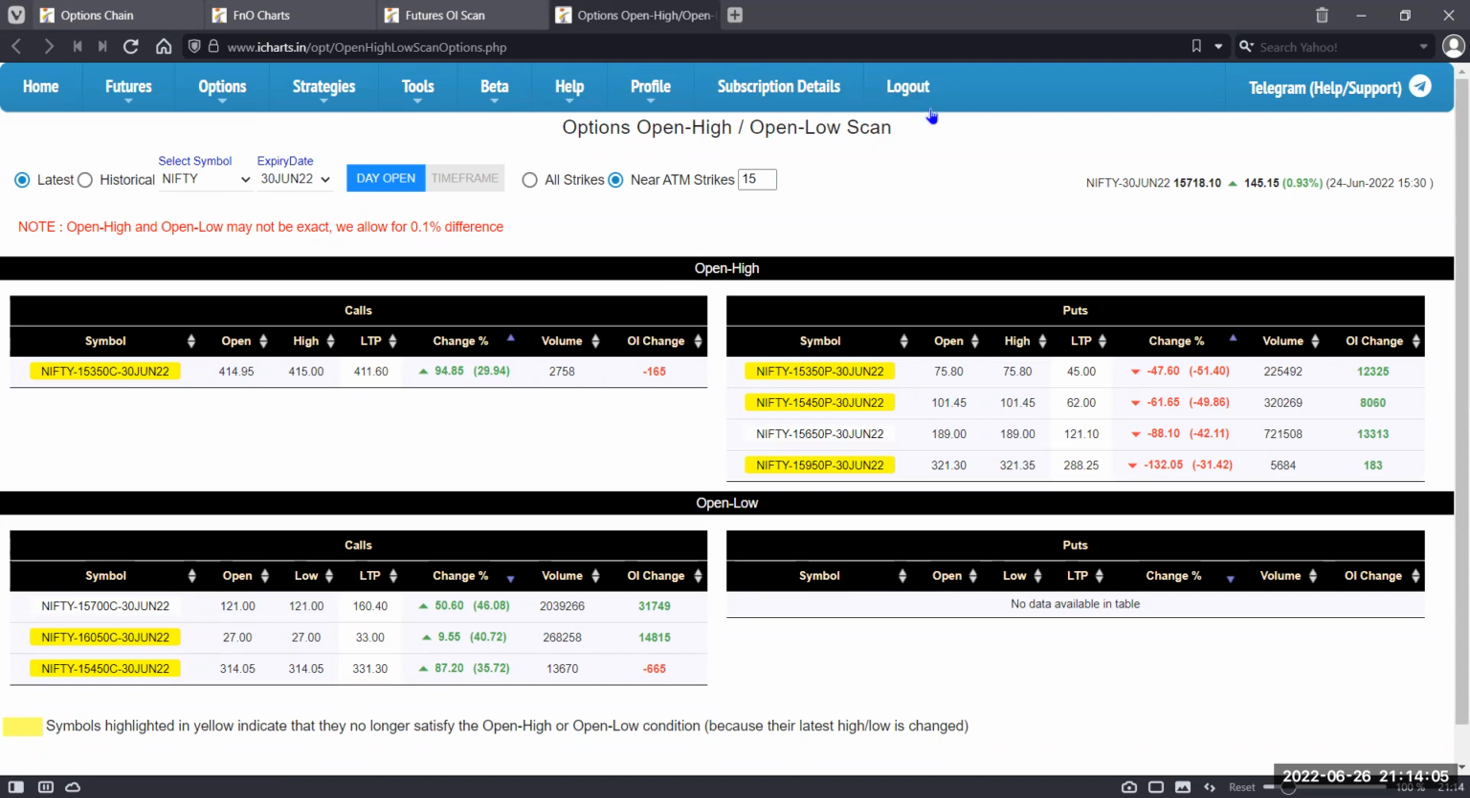Sir, here all the strikes which are near ATM or in the money, would they also be showing here? If you select all strikes, it will show everything. If you say near ATM, yeah, 15 scripts that are around the money, that is, inside and in the money and out of the money plus ATM. Total 15 strikes, it will show.